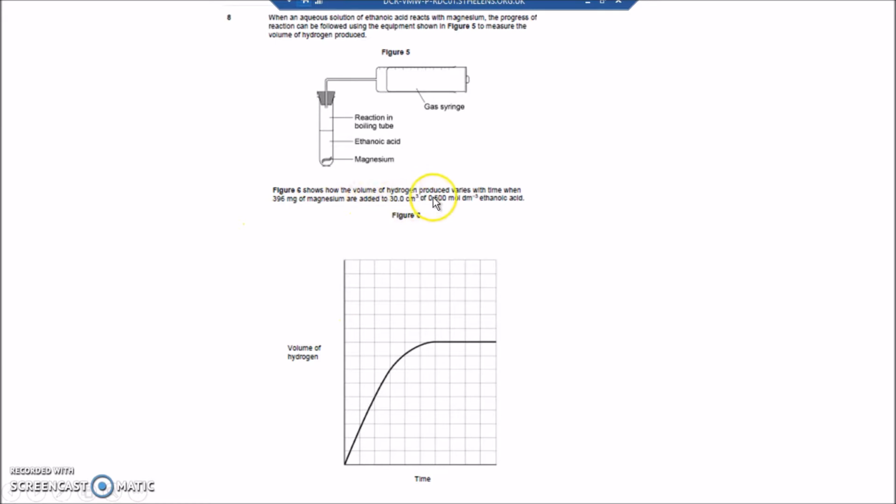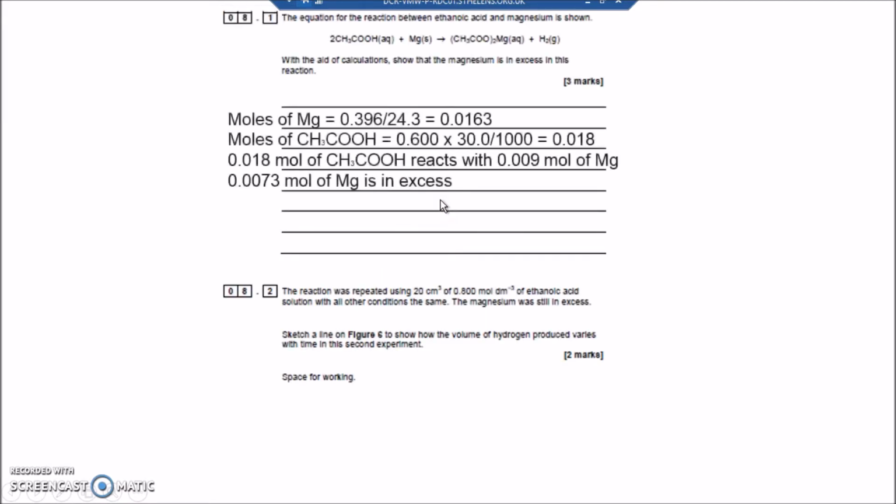Now your next thing to note is you've got a volume. You've got 30 centimetre cubed of 0.6 mole dm to the minus 3 ethanoic acid. You've got a volume and a concentration. Concentration is moles divided by volume, so moles is concentration multiplied by volume. This volume, centimetre cubed, needs to be in decimetre cubed, so smaller into larger I'm dividing by 1,000, that's 0.03 decimetre cubed. So I'll multiply those two together and I end up with 0.018 moles of ethanoic acid.